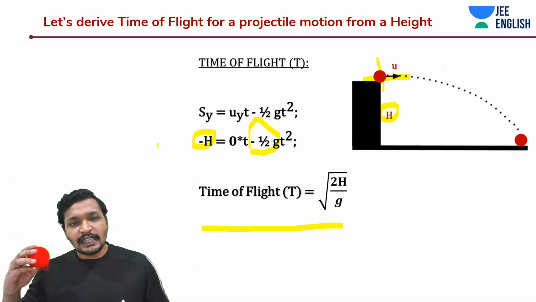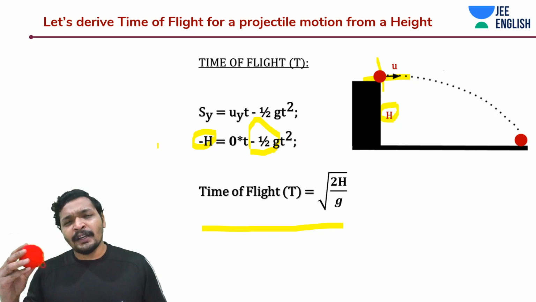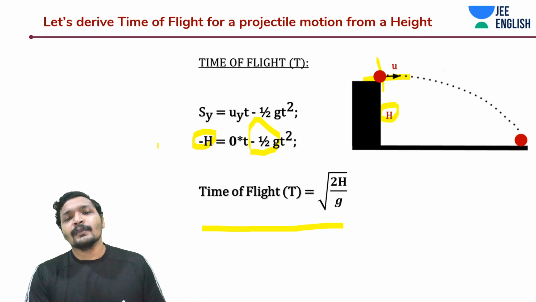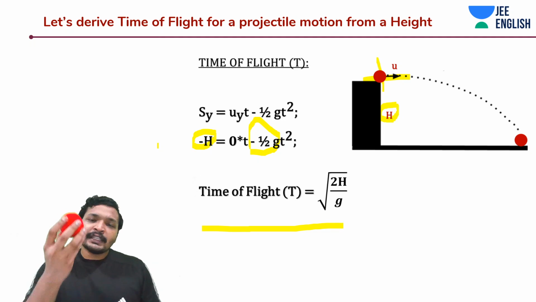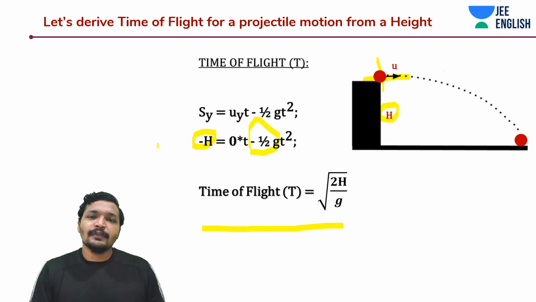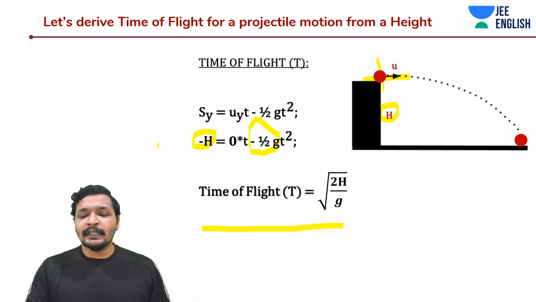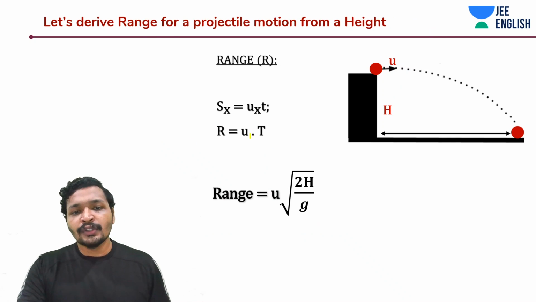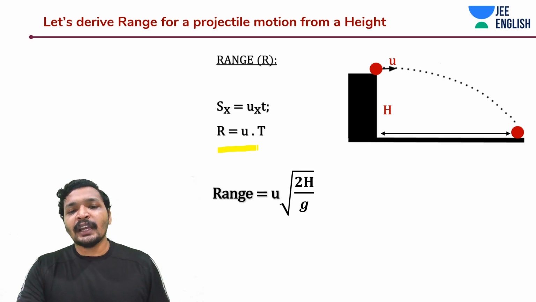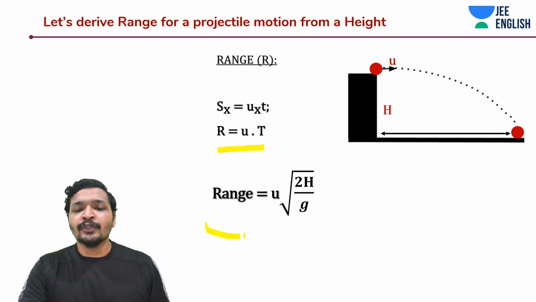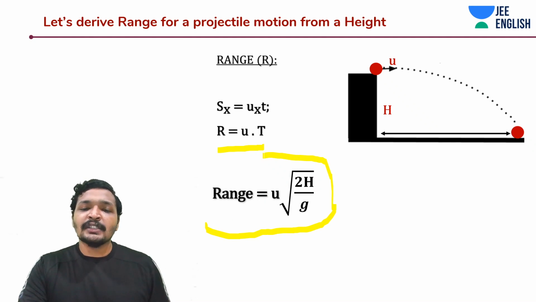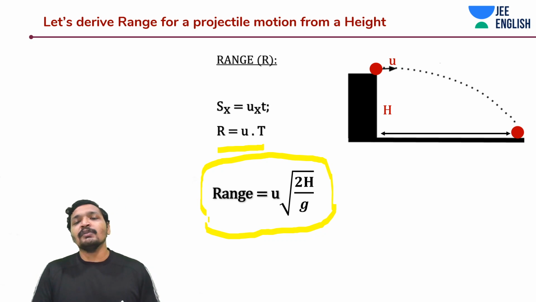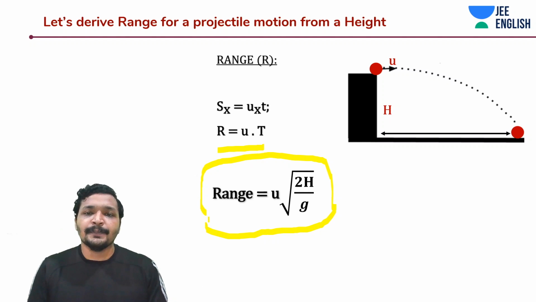In this entire time the x-axis velocity is not perturbed, and you know the time of flight it takes to come down. So what would you do? Simply multiply them. In this case, you don't have to resolve it because initially it is given as u. So you simply multiply u into time of flight, which is u into under root 2h by g, where h is the height of the elevation and u is the initial velocity given only along the x-axis.